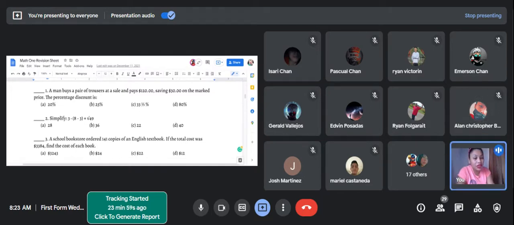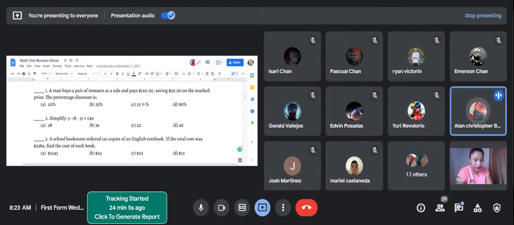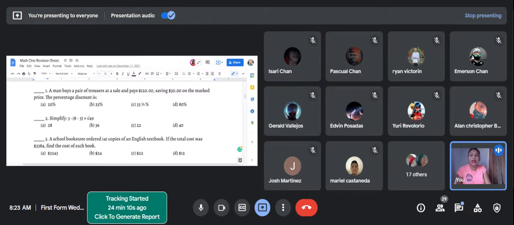150. How do you get 150? By adding the 30 and the 120. Very good. The original price, you get it when you add the sale price, how much you paid for it, and the discount that they had taken off. So if you paid 120 and they gave you a discount of $30 for you to find the original price, you have to add those two and you get 150.